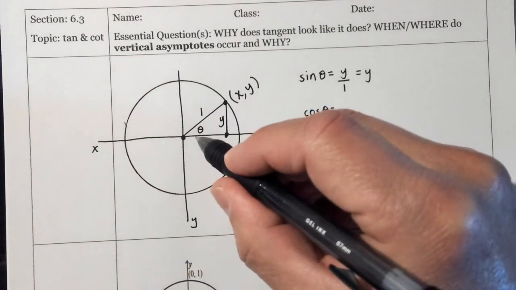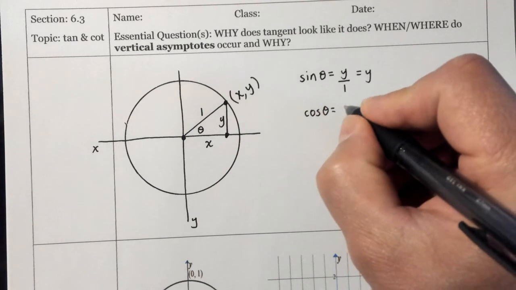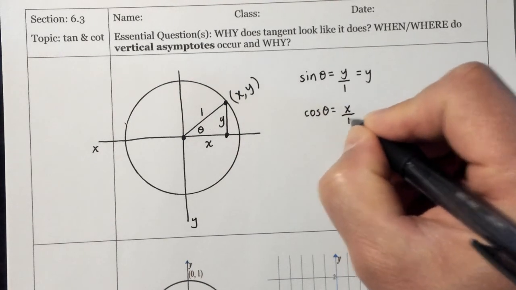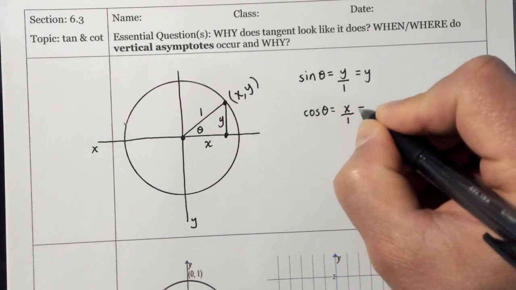Sorry, dogs. X over 1. X is the adjacent side, 1 is the hypotenuse. X divided by 1 is just x.